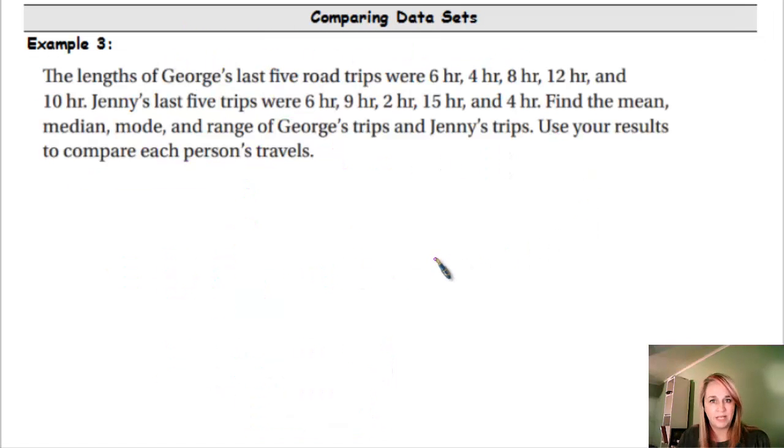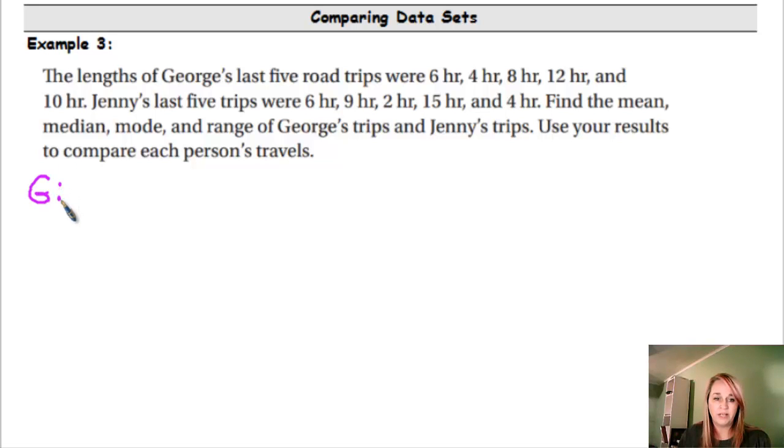Now let's compare some data sets. That means we're going to find the mean, median, mode, and range from two different sets of data and then make some comparisons. First we have George. His last 5 road trips were 6 hours, 4 hours, 8, 12, and 10 hours. Jenny's were 6, 9, 2, 15, and 4.